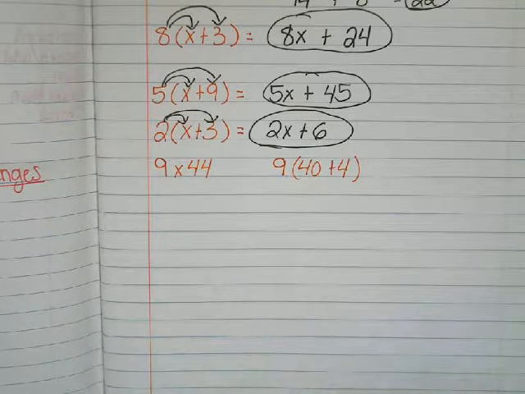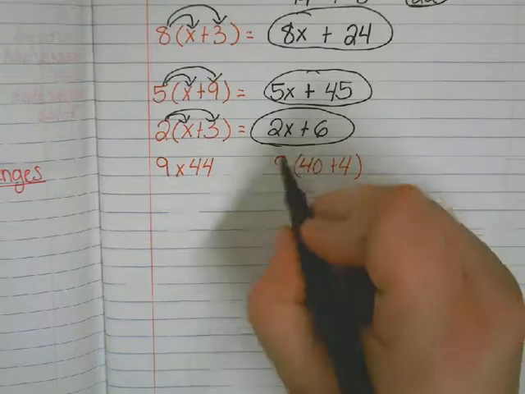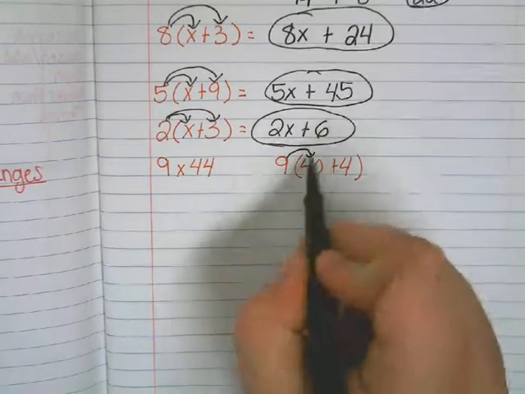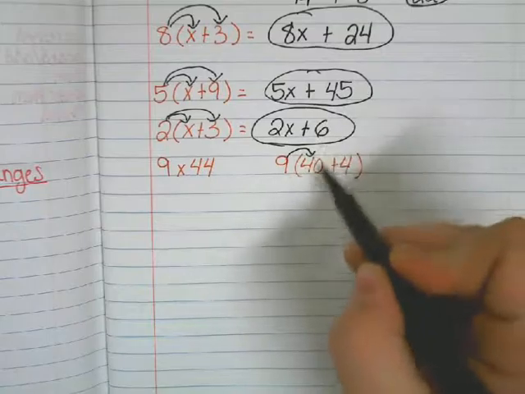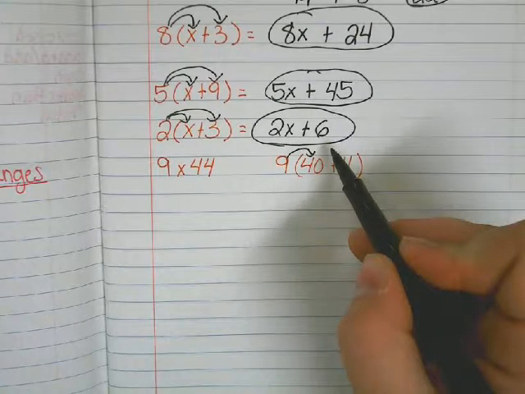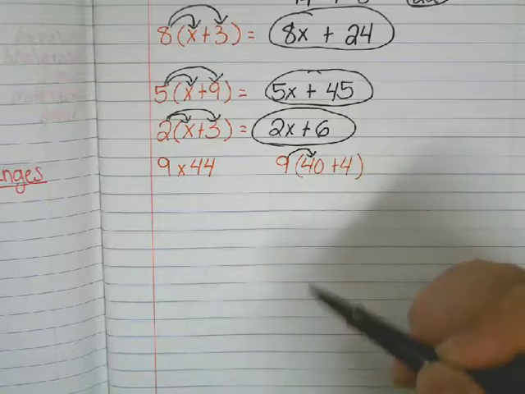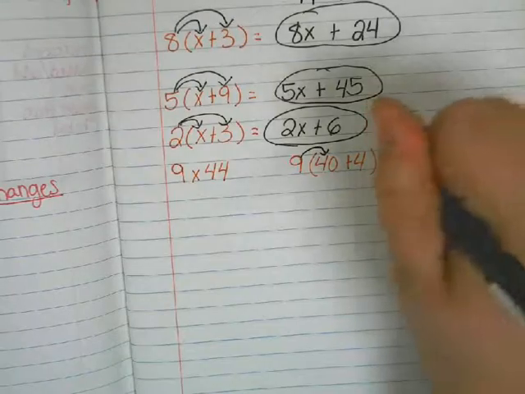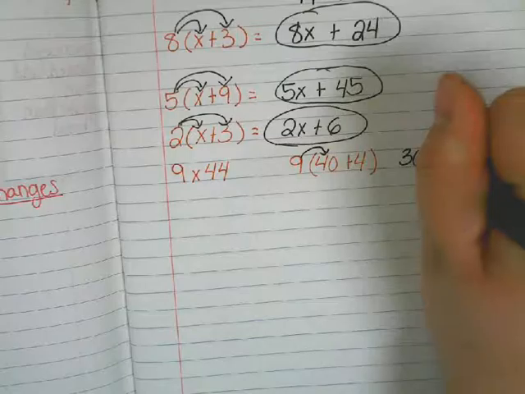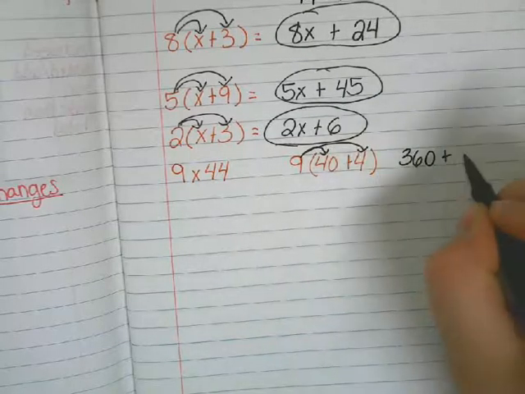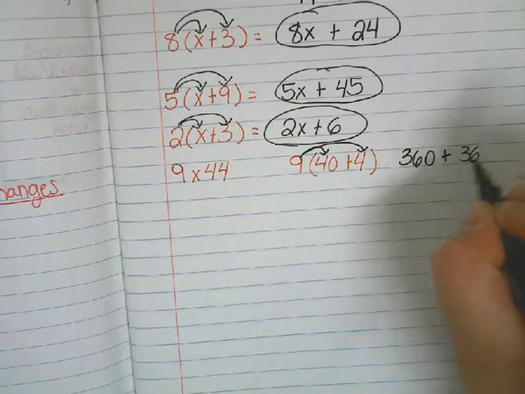So now I'm going to take 9 times 40. So when I look at 9 times 40, anything that ends in a 0 I can just add at the end. So what's 9 times 4? 36, and I'm going to add the 0 to it, plus 9 times 4 again, 36. Can I add 360 plus 36?